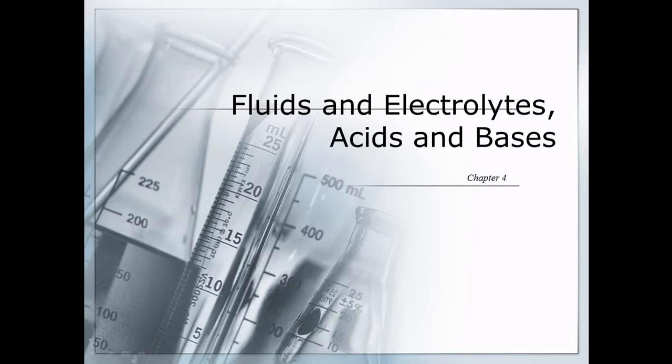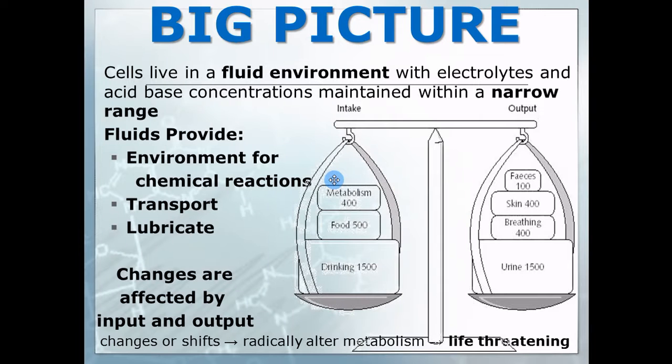So we're going to talk about fluids, electrolytes, acids, and bases, where they come from, how you process them, and what happens when they go wrong. Keep in mind the big picture, the input and the output. Where are you getting these electrolytes from? Where are you getting the acids and bases from, and how do you get rid of them when you have too much? And you always want to keep in mind that everything focuses on homeostasis. It's a perfect balance. What comes in has to come out.